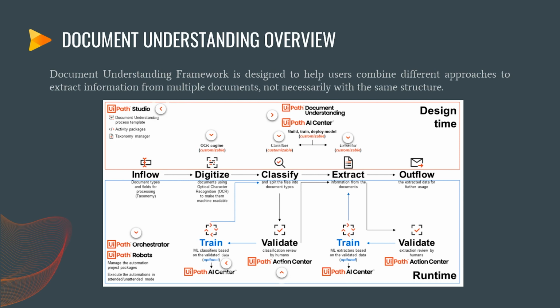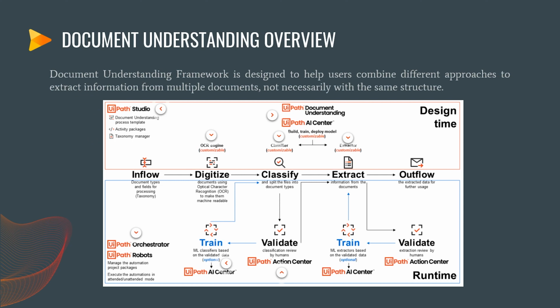Next, document understanding overview. UiPath provides the DU framework, which is designed to help users combine different approaches to extract information from multiple document types. Firstly, we create the taxonomy for different types of documents, and then we use an OCR engine to digitize the complete document, and then we classify based on its type. And then for each type, we'll have different extractors, and here we extract the complete information. Finally, we use that extracted data for further usage. That will be the general flow.